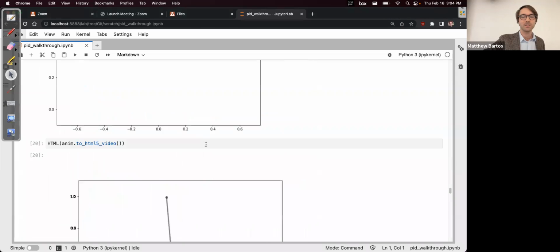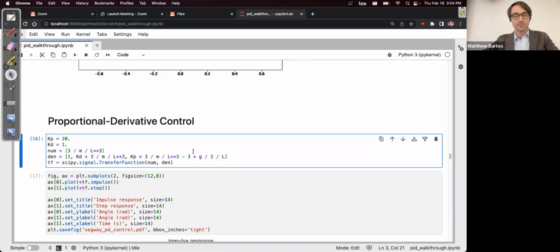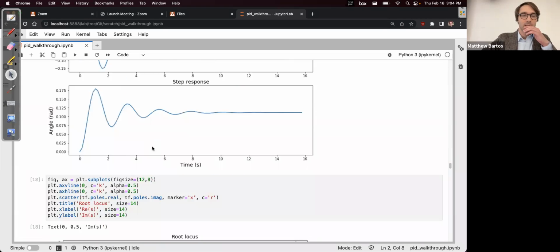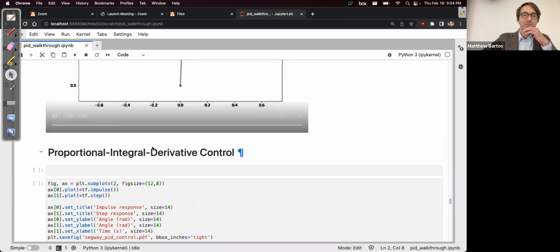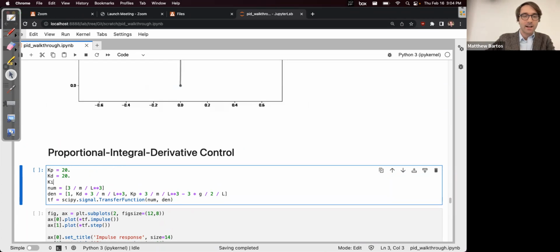Okay, so we have proportional integral derivative control. I'm just going to copy from here. And I've got to decide on my control gains really quick so it's not unstable. All right, so I'll set KP to 20, I'll set KD to 20, and I'll set KI to 0.5.